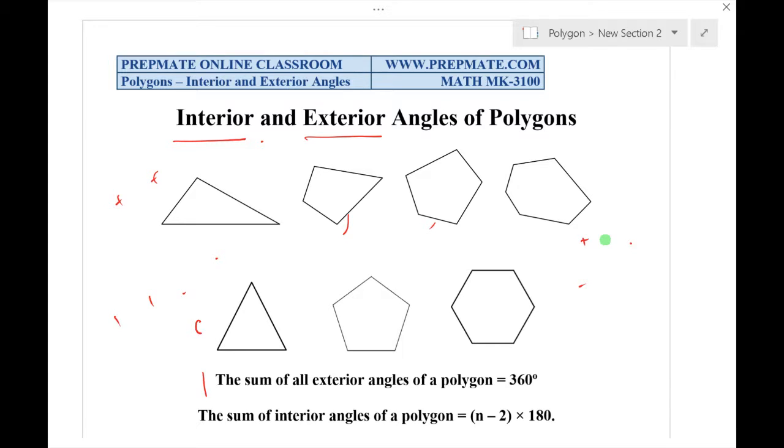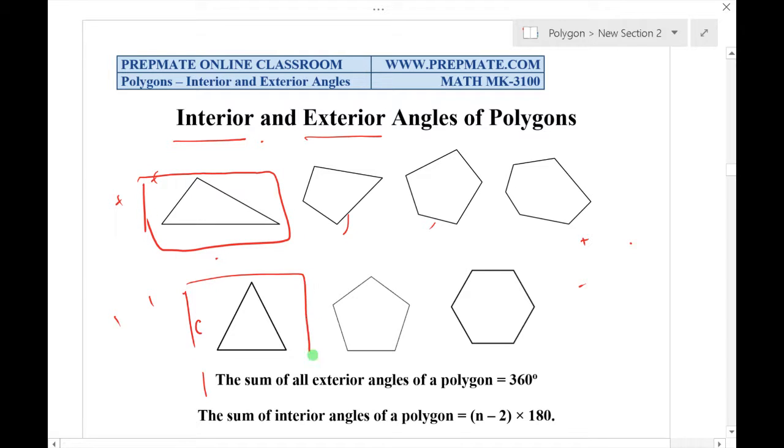Now, let's take the case of a triangle, which is a three-sided polygon. Whatever the shape of the triangle, the sum of the interior angles of any triangle is 180 degrees. We know that, right? 180 degrees, no matter whether it's an equilateral triangle or an isosceles triangle and so on.